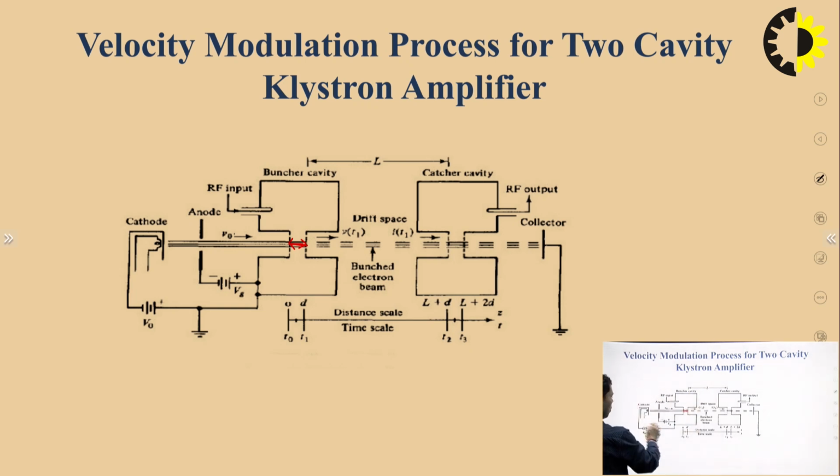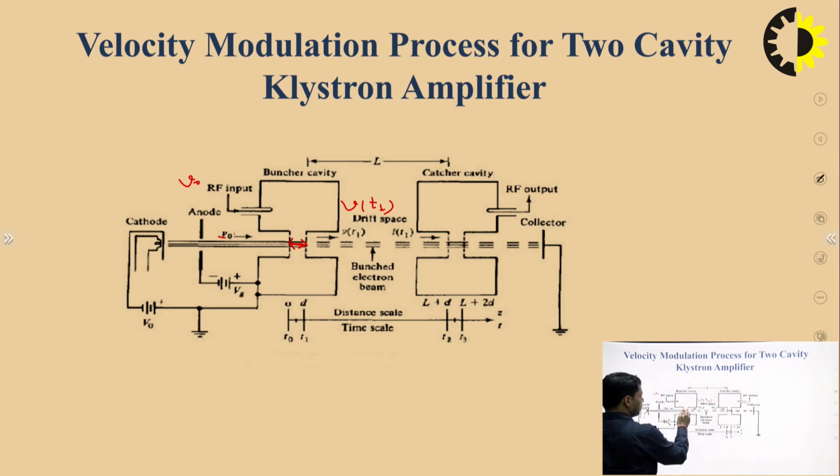Here this is the cathode, and the configuration is applied with signal V naught. So what will happen: this is the buncher cavity, and this is the drift space. The signal will enter here with velocity V naught, and it will come out with velocity V1 when it comes out from this gap. So the velocity modulation will take place here.